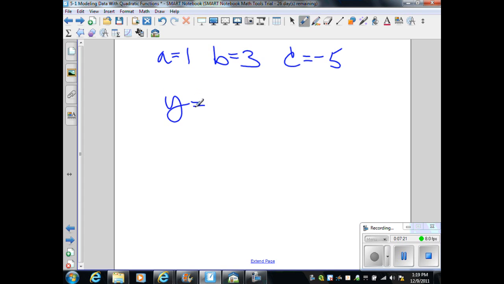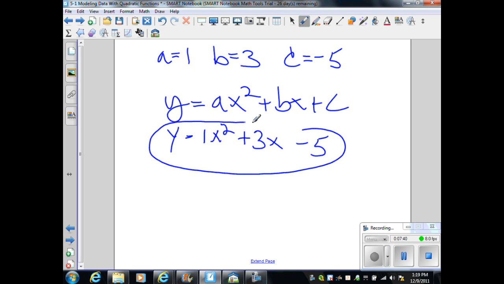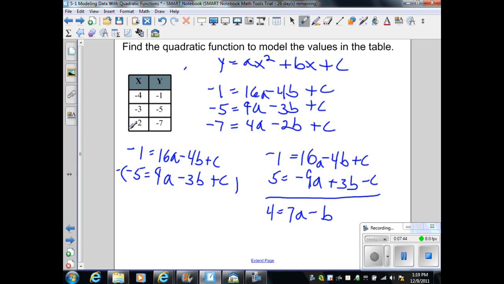My general function is y equals ax squared plus bx plus c. Therefore, when I substitute, y equals a, which is 1, x squared, b, which is 3, x, and c is negative 5. And that function represents that set of ordered pairs.